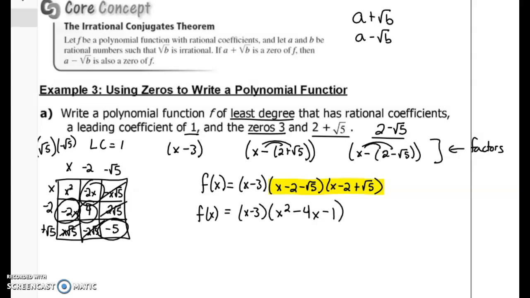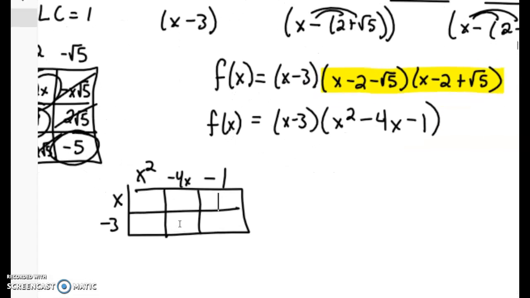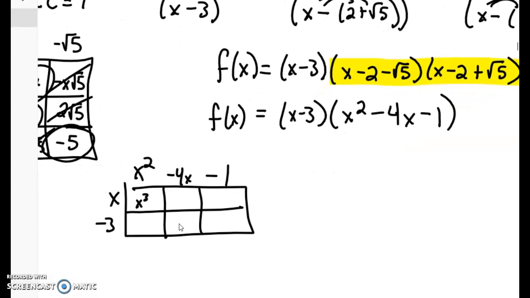Now we need to multiply the remaining two factors, x minus 3 times x squared minus 4x minus 1. So once again, I'm going to use the area model. All right, so we get it set up here. So I have x minus 3 and x squared minus 4x minus 1. All right, so what I'm going to get is x cubed minus 4x squared minus x minus 3x squared plus 12x plus 3.